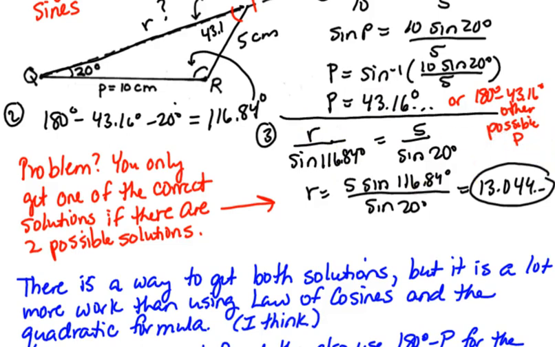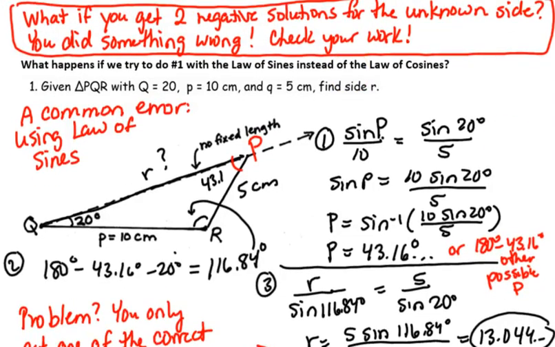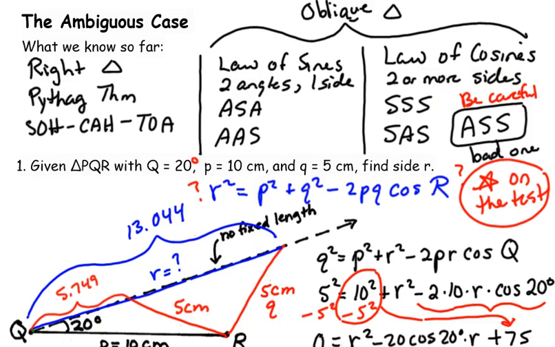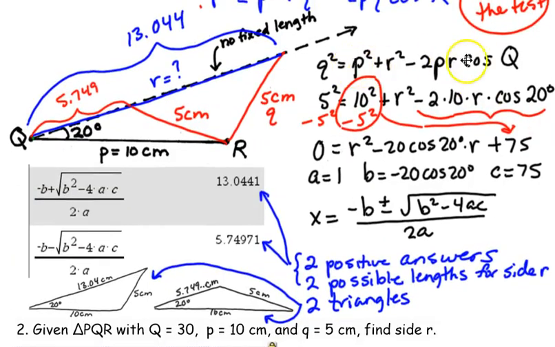So you can do it that way if you want to. It's just, I think it's a lot more steps, and it's a lot harder to remember the way to do it. When you go back and look at number 1, it's pretty straightforward. You set up the law of cosines, you solve it using the quadratic formula, and you get two solutions, and that's your two sides. Much simpler that way.